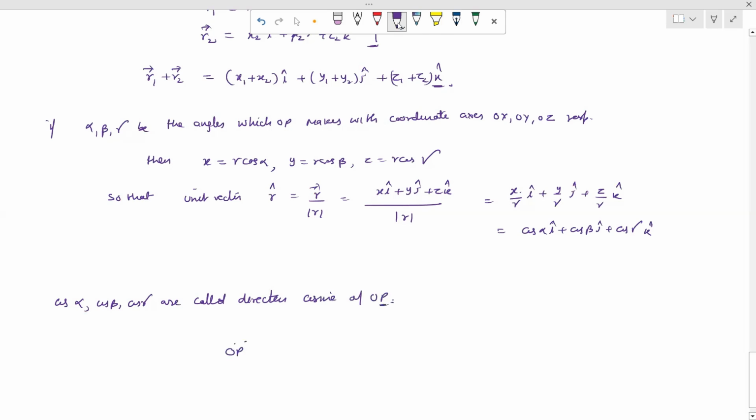When we obtain OP square, OP square is equal to OA square plus OB square plus OC square. So this gives us R square is equal to x square plus y square plus z square. So we can say that the square of the magnitude of vector R.